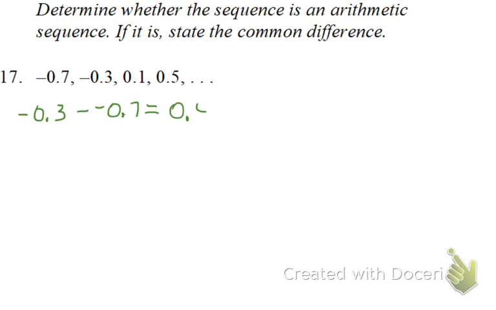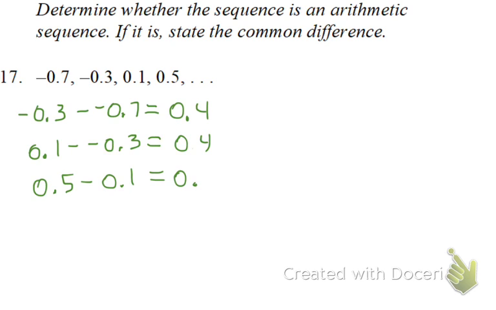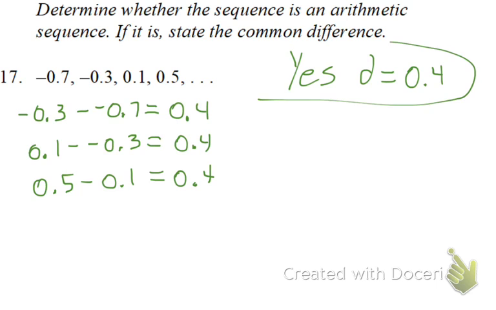So we're going up by 0.4 to begin with. 0.1 minus negative 0.3 is also 0.4. And then 0.5 minus 0.1 is also 0.4. And so we would say, yes, it's an arithmetic sequence. The common difference is 0.4. We're going up by 0.4 from left to right.